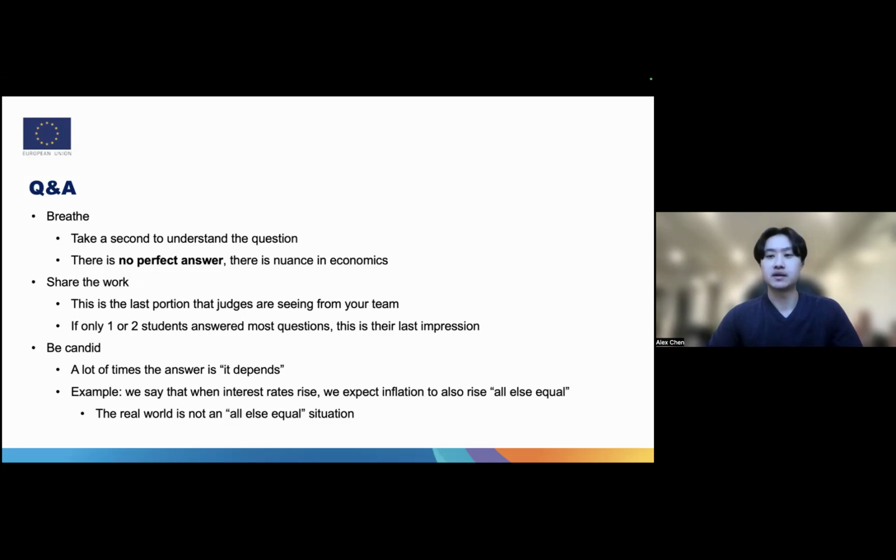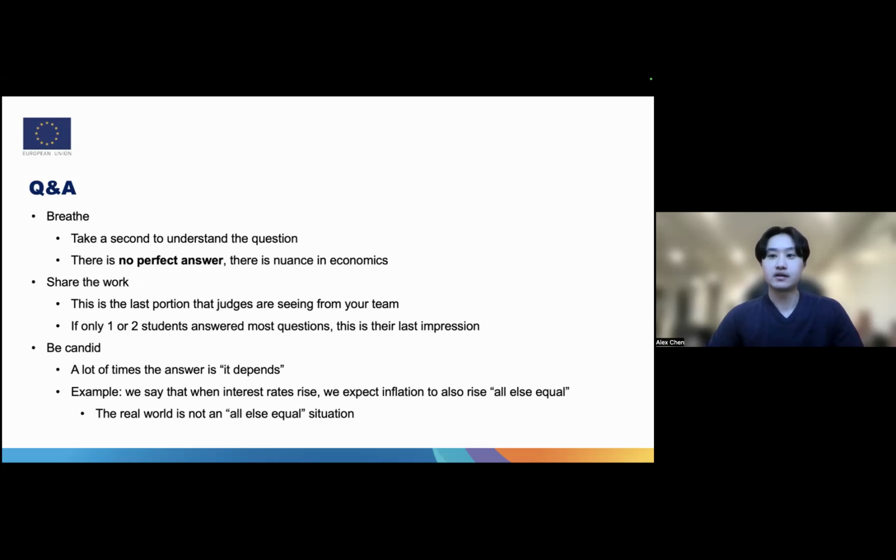There's no perfect answer. I think that's something I'd like to stress. You're not going to be able to give a perfect answer because there's just not a perfect answer. You can give an impressive answer, but there's nuance in economics, right? There are different points of view, different angles you could take, as long as you're justifying it, if your logic is sound.